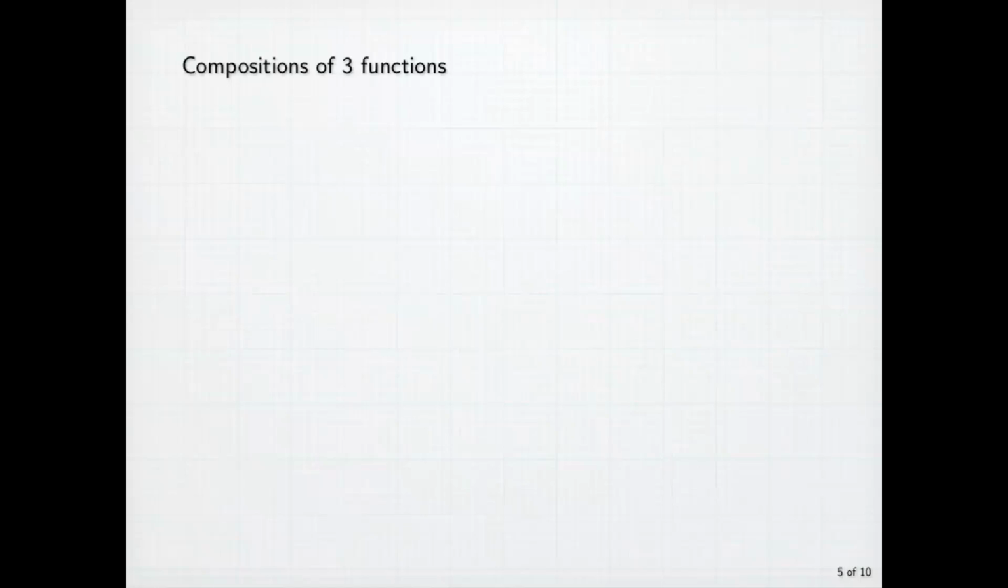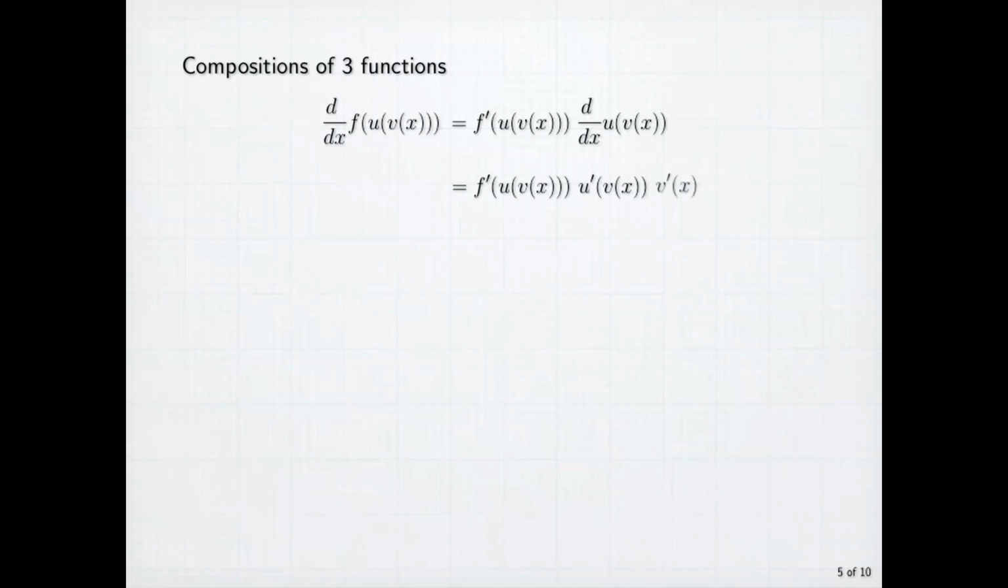Now consider the composition of three functions. The chain rule here says that the derivative with respect to x of f of u of v of x is first f prime of u of v of x times the derivative with respect to x of u of v of x. Now applying the chain rule again, the derivative with respect to x of u of v of x is u prime of v of x times v prime of x. So we've basically just applied the chain rule twice here.